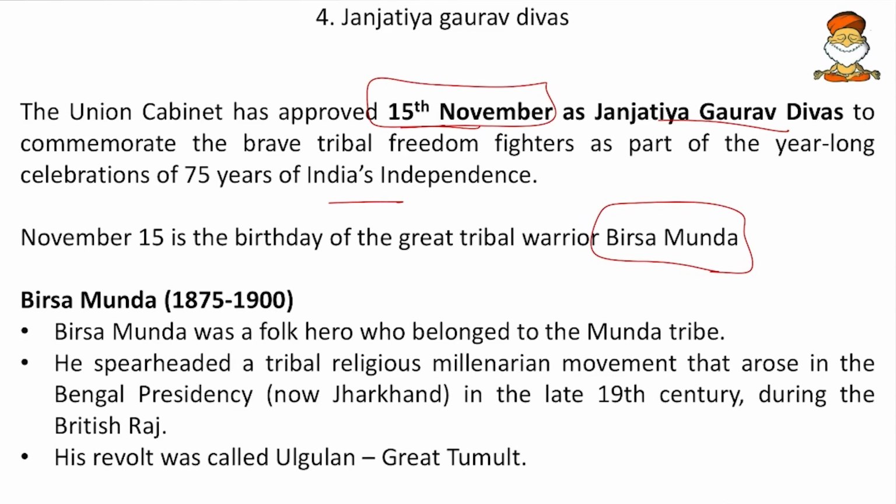Birsa Munda was a folk hero who belonged to the Munda tribe, and he spearheaded a tribal religious millenarian movement that arose in the Bengal presidency. And his revolt was called Ulgulan, that is the great tumult, the great revolution. So here we need to remember three facts. One is the 15th November, then the Divas and Birsa Munda.